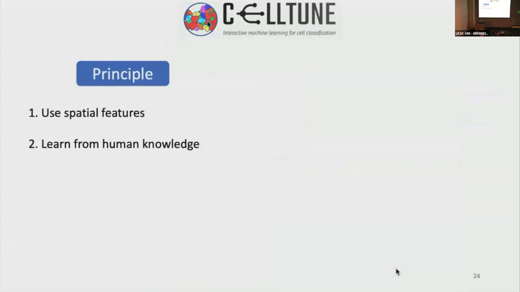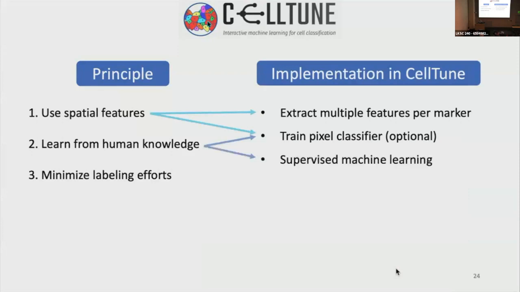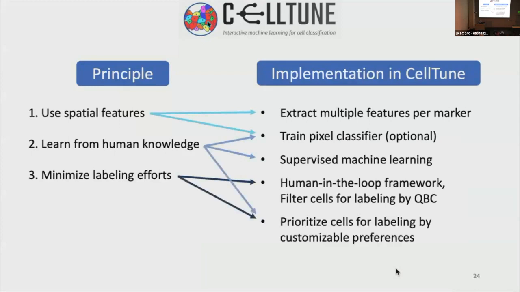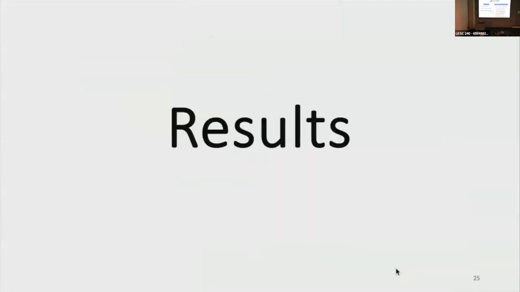So the principles, those 3 principles about spatial features, learning from human knowledge, and minimizing labeling efforts, this is how we've implemented them: extracting these features per marker, training pixel classifiers, which is optional. You can also add in things like Pixie, using supervised machine learning, human in the loop, like what Noah did, and then having this prioritization for a specific thing that you're interested in. And all these features that we added to Mantis really speed things up.